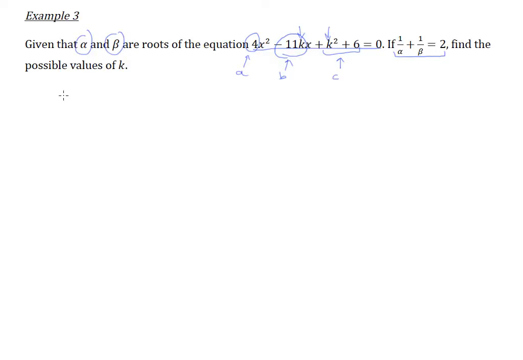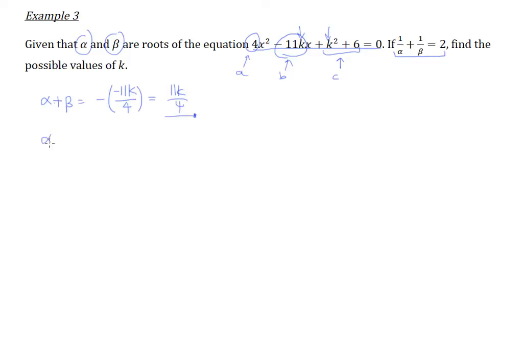Well, first and foremost, let's write down the obvious. Alpha and beta being roots of this quadratic equation, we know that the sum of roots, which is alpha plus beta, will be equal to negative b over a, which becomes the negative of negative 11k over 4. Isn't it? So this is our b over a, and this is negative b over a. So in short, it becomes positive 11k over 4. So this is the sum of roots.